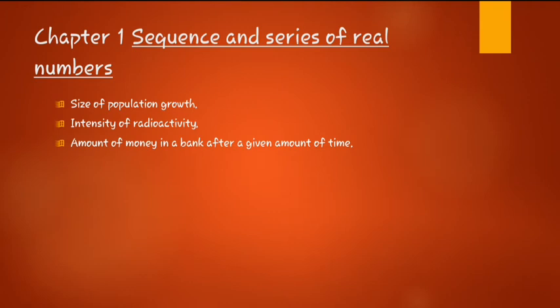So we can predict using a geometric sequence. Intensity of radioactivity, the amount of radiation released by a given object, can be predicted using the concept of geometric sequence. And the amount of money in a bank after a given amount of time, depending on the bank's interest, if it is simple interest or compound interest, we can predict the amount of money we have after a given amount of time.